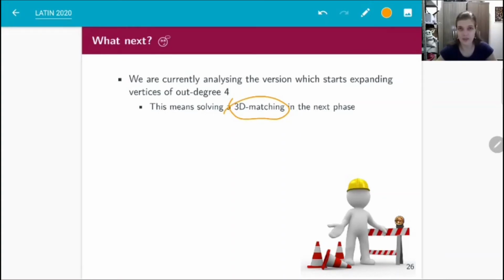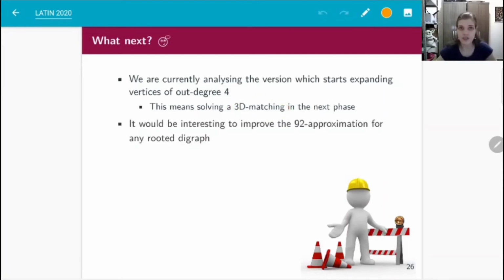And this problem is not polynomial, as the maximum matching is. However, the instance that we create in this phase is quite specific, and we really believe we can improve the approximation ratio now. Of course, it would be really nice to improve the 9/2 approximation we have for any rooted line graph. But as I mentioned before, it's very hard to guarantee the connection phase, so we would have to come up with a totally new idea here.